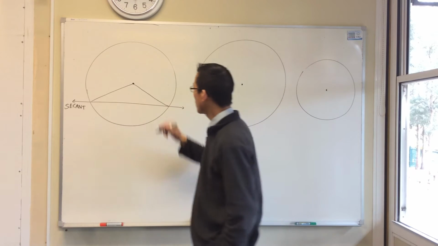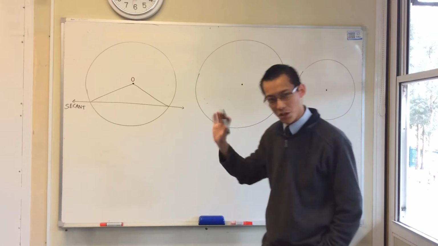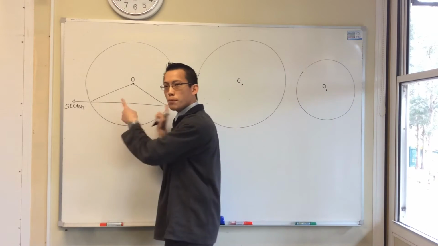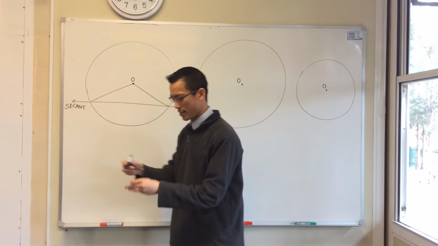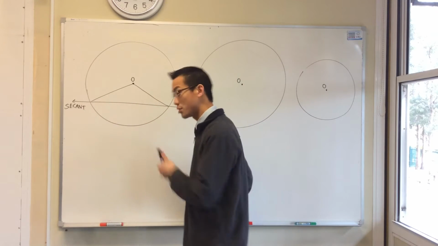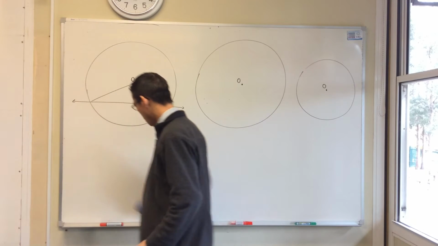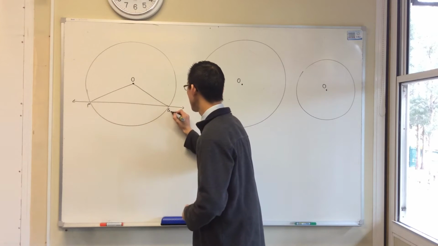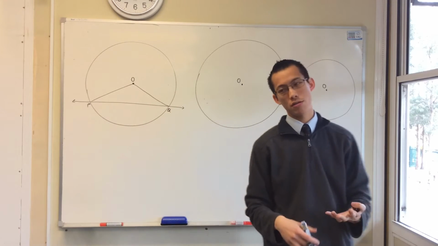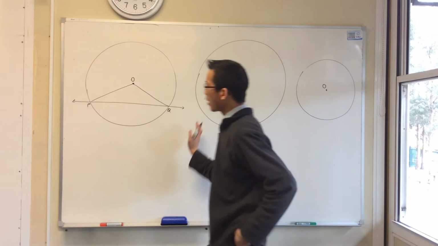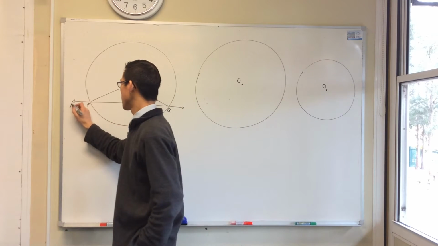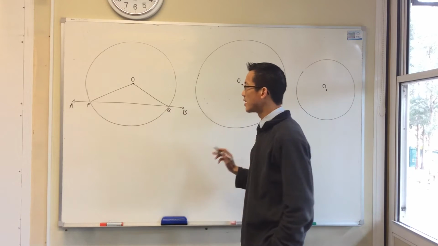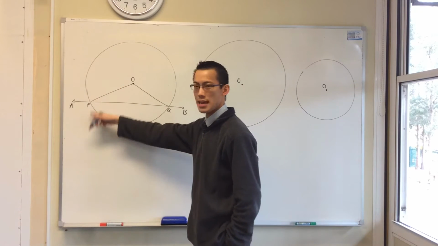Let's do a bit of labeling here. It's conventional to call the center of the circle O. And then we've got these two points on the circumference where our secant intersects with our circle. I'm going to call those two points of intersection P and Q. And so that we can also refer to our secant in a meaningful way, I'm going to call the ends of the secant A and B. So our secant AB cuts the circle at P and Q.